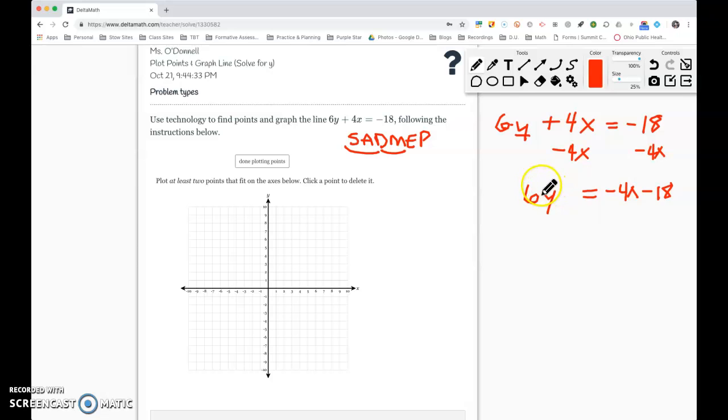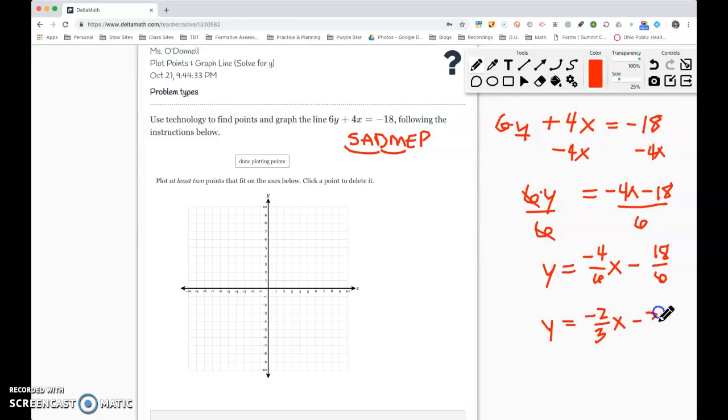Then I'm still trying to get y by itself, so I'm going to divide both sides of the equal sign by 6. If I do it to one side, I have to do it to the whole other side. 6 divided by 6 gives me 1y, which is what I wanted. And then I'm left with negative 4x over 6 minus 18 over 6, and I can reduce those. So I have negative 2/3 x minus 3. Now I see it's in slope-intercept form.